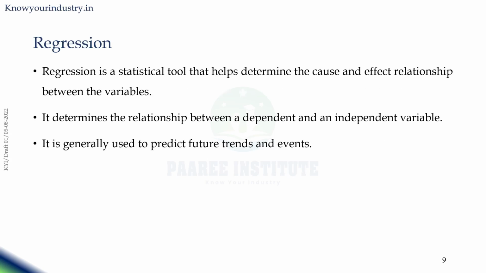Regression is a statistical tool that helps to determine the cause and effect relationship between variables. It determines the relationship between a dependent and an independent variable. It is generally used to predict future trends and events. Regression analysis can be explained by a classical example of what we generally do in our laboratory.